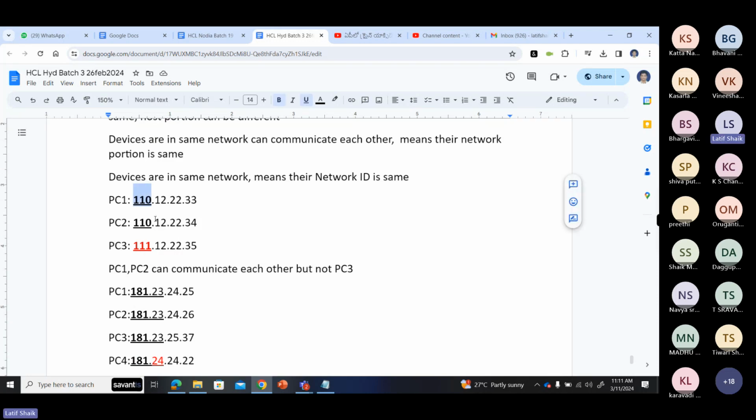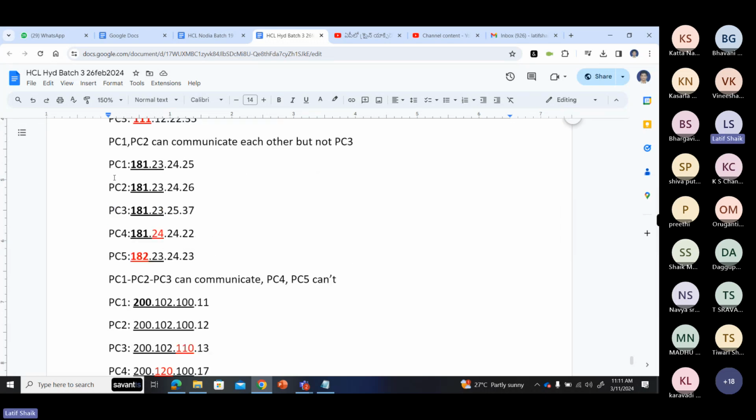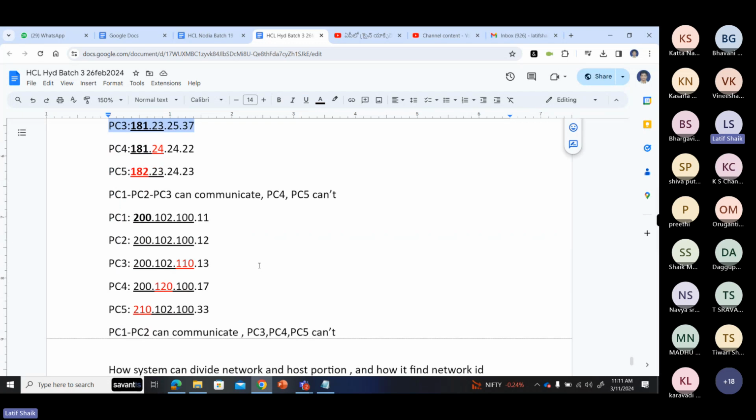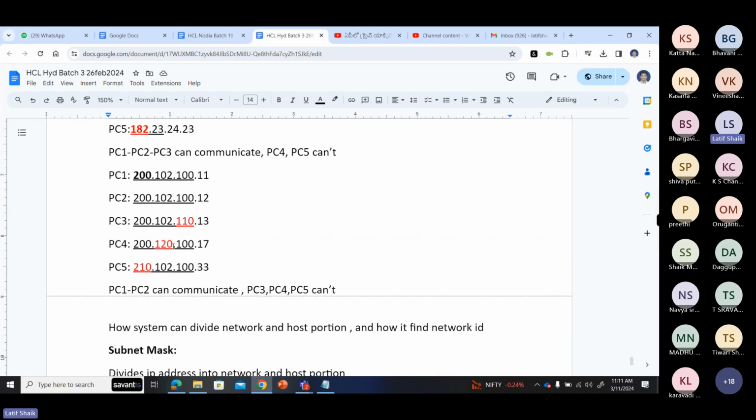One network portion is 110, another network portion is 111. With three PCs, PC1 and PC2 can communicate, but PC3 cannot communicate with PC1 and PC2. The same goes for everything. Even if one network portion is different from the regular network portion, they won't communicate with each other. And as I already told you yesterday, if by mistake you entered it wrongly, you are not able to communicate.